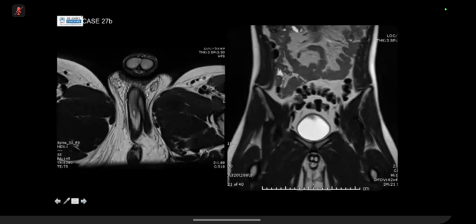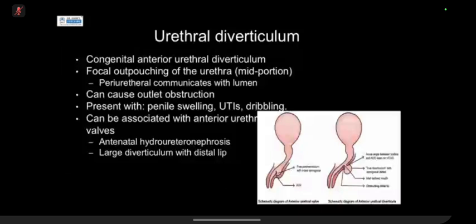So this is an MRI which shows what we've seen on the MCUG basically. So this is the penis here, and then we've got the urethra, and then you see this little fluid-filled structure here is your urethral diverticulum, just here.